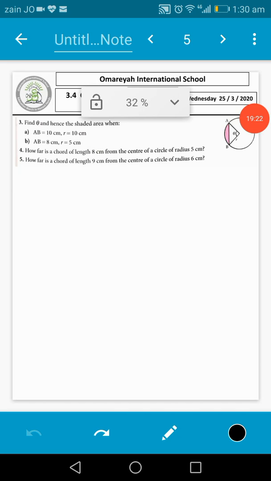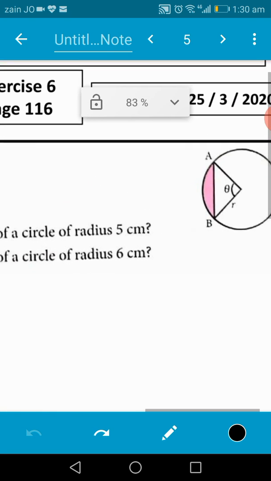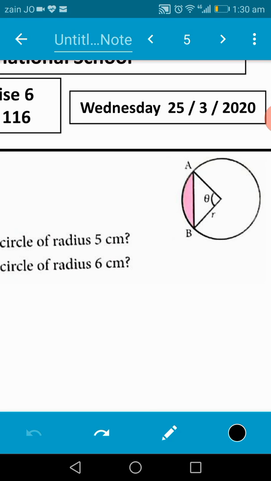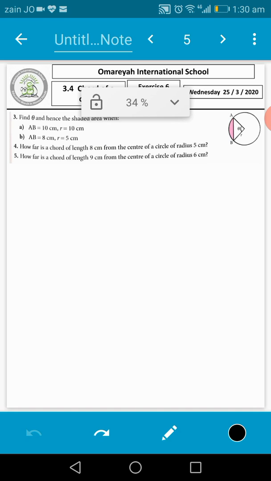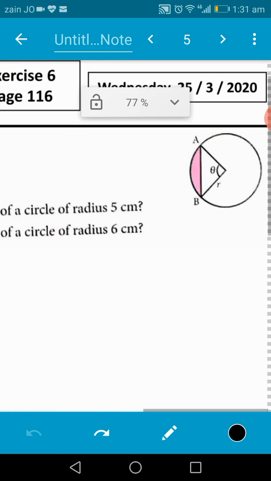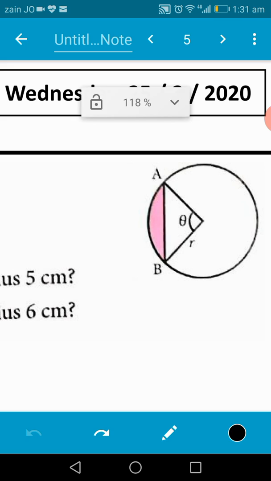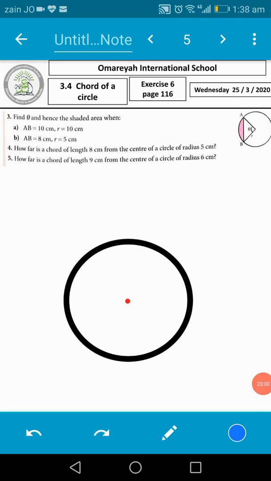Okay, now question number 3. In this question, boys, we also need some basic trigonometry to solve it. Here we need to find theta and hence the shaded area. They give me AB and they give me R. We need theta, and to find theta we have to use sine, cosine, tan.